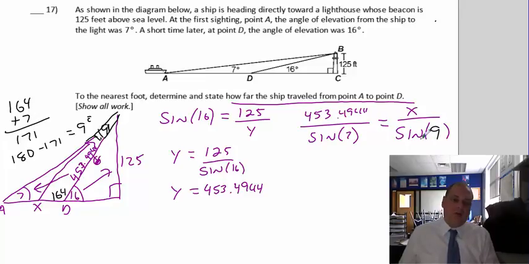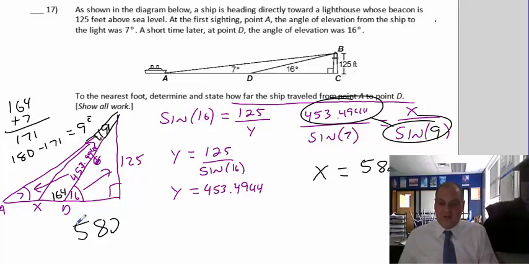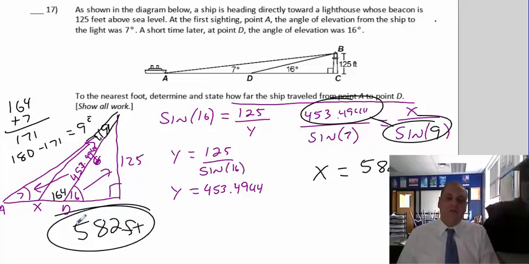All right, so we just cross multiply, divide. So it's this times this, multiply those, and then divide by sine 7. And you should get 582 feet, rounded to the nearest foot.